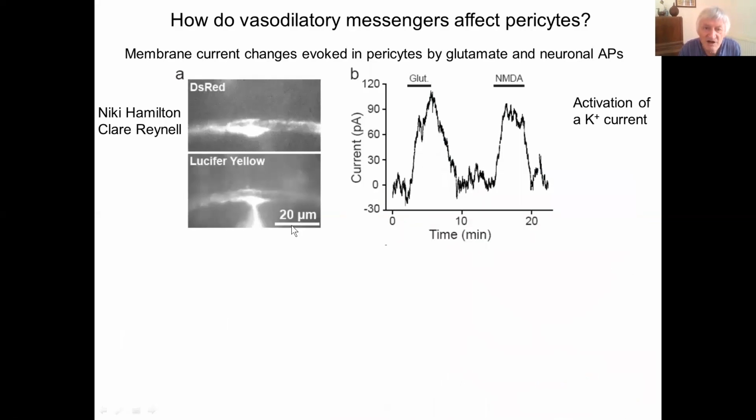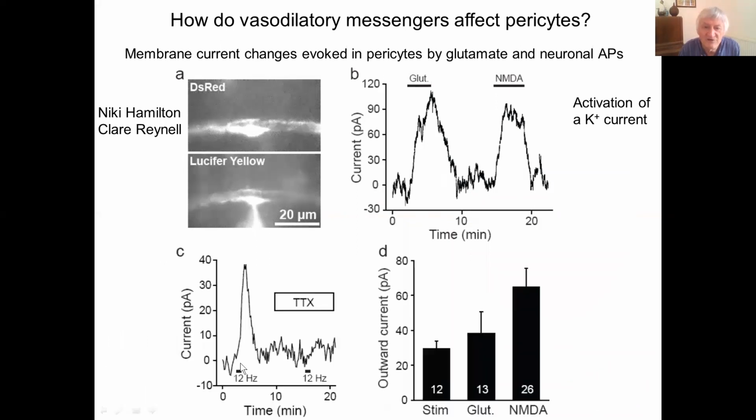Well, we can patch clamp pericytes. This is a pericyte expressing DsRed in a transgenic mouse. We can then patch it with a Lucifer yellow fill pipette to make sure we patch the right cell. And if we then apply glutamate or NMDA, or if we stimulate axons running by it, we get an outward membrane current produced. This is again in the cerebellum molecular layer.